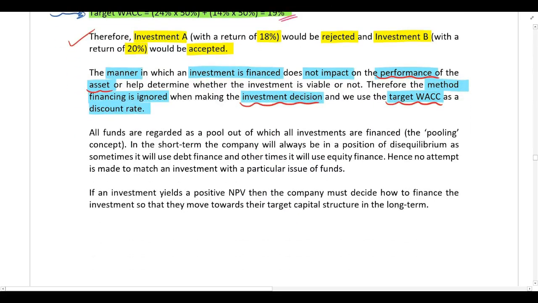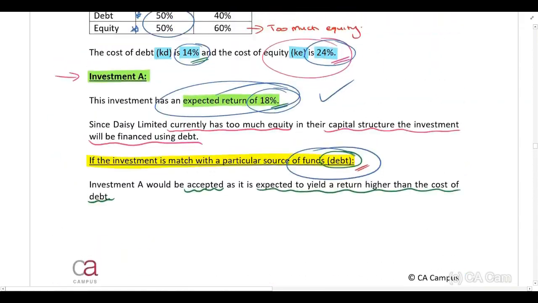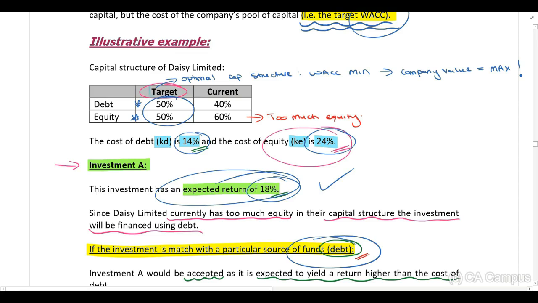So if our investment yields a positive net present value, then after we've performed the investment decision, the company will then decide how they are going to finance the investment so that they can move towards their target capital structure in the long term. So please note, companies are never at their target capital structure. So this company's target was 50% debt, 50% equity. They're not currently at their target. However, whenever they raise new finance, they will try and move closer towards their target capital structure.